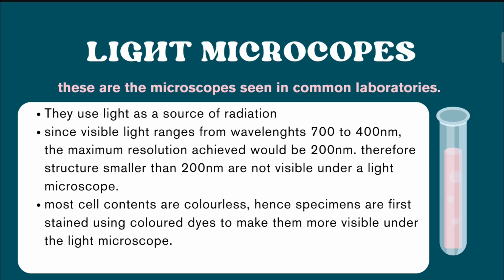Now most specimens, the cells or whatever we are viewing, are colorless. Most cell contents are colorless. You can find red in our body because of hemoglobin, a pigment, but other than that, if I remove a cheek cell of yours and view it under the microscope, nothing is going to be visible. Why? Because everything is transparent. Light can pass through everything very easily, and we won't be able to view anything.